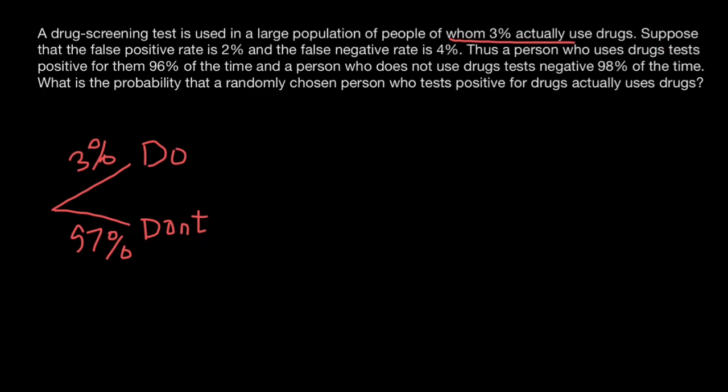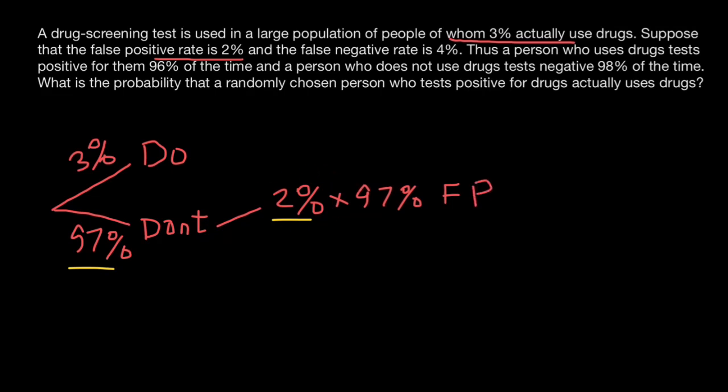Next, suppose that the false positive rate is 2%. So where can we find false positives? In those people who don't use drugs but may test falsely positive. So 2%, and the frequency of this category is going to be 2% times 97%. So basically we have to multiply these two numbers, and this is going to be the frequency of those people who would be falsely positive.